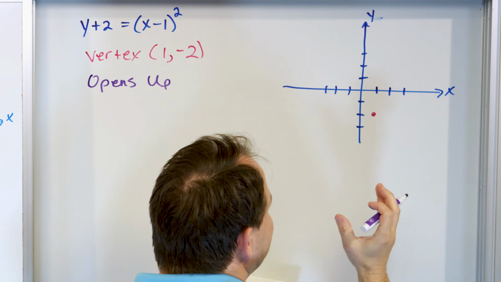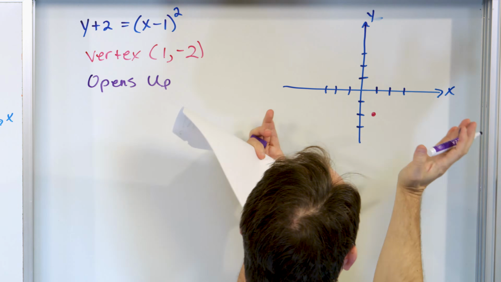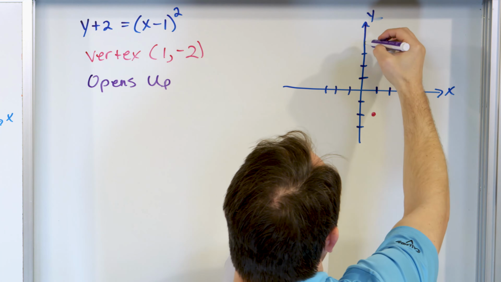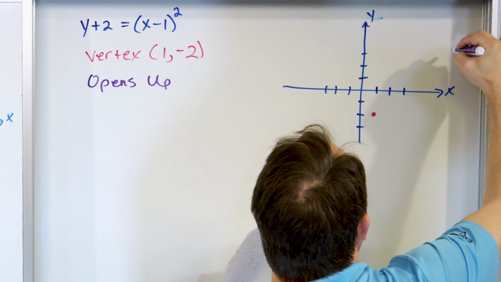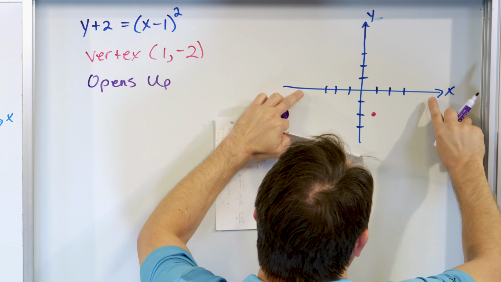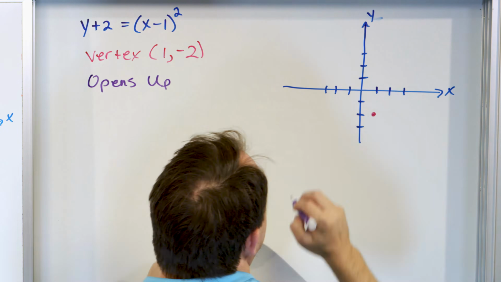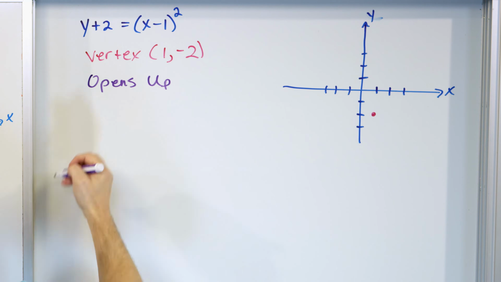Now, I don't want to sketch it yet because I don't know how wide or how narrow it is. It could be a very steep parabola that goes like this, or it could be a really shallow parabola that goes like this. We need to know the x-intercepts. Where does it cross the x-axis here? So let's find the x-intercept.